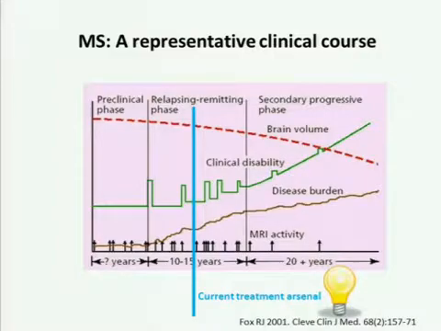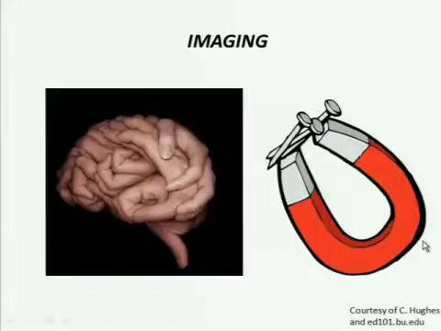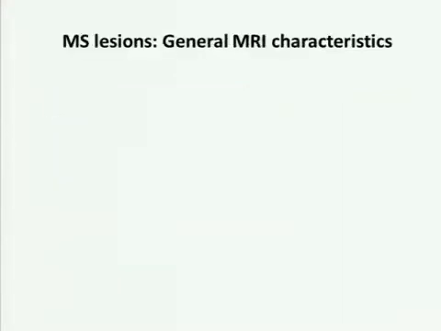Ideally, we catch people before you have even the first clinical relapse and prevent the rest of the disease from happening. But right now where we are is we're trying to prevent people progressing into secondary progressive MS. All right. So imaging is quite important in the diagnosis and the management of multiple sclerosis. And so we're going to head into that section next.